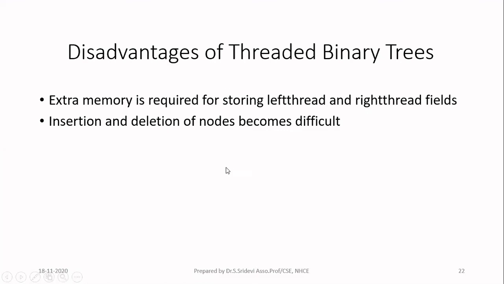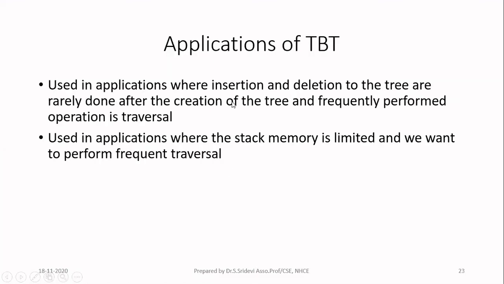So when we have these disadvantages, what are the applications? Why do we need these threaded binary trees? So the threaded binary trees are used in applications where you want to perform insertion and deletion to the tree rarely. Okay, only after creation of the tree, you will rarely perform insertion and deletion, but you will frequently perform traversal, because we have seen that the advantage of threaded binary tree is traversal is easy. So in some applications, you may want to perform traversals frequently when compared to insertion and deletion. For those applications, you can choose threaded binary tree, because we are not going to use any stack for this. So your operation will be faster.